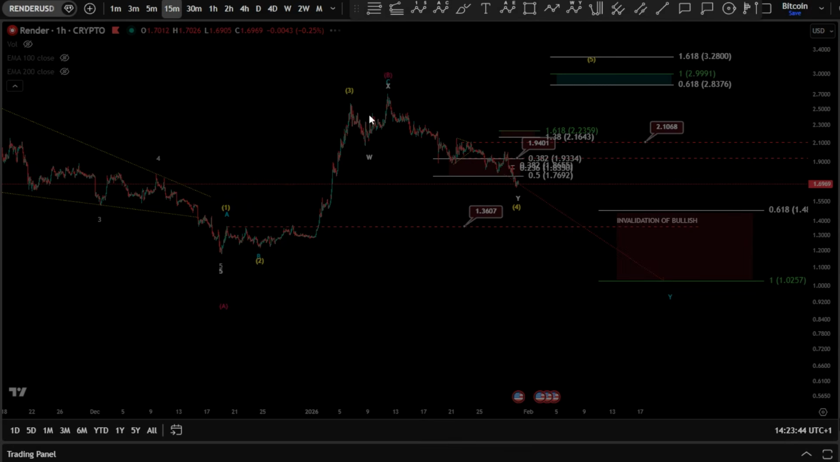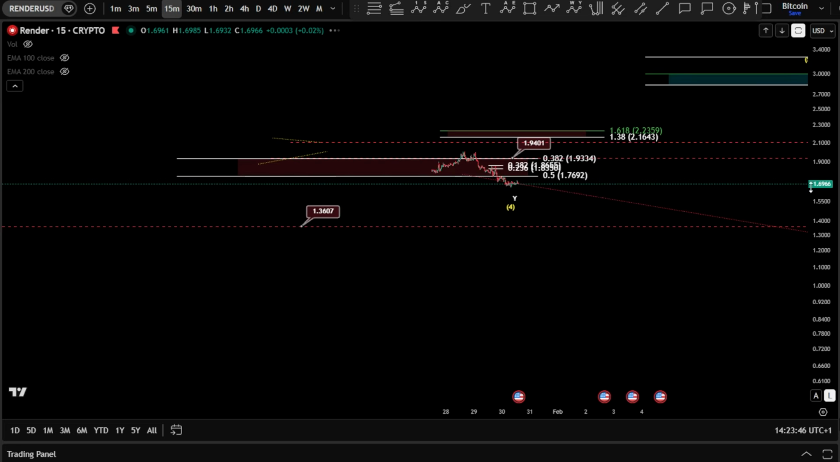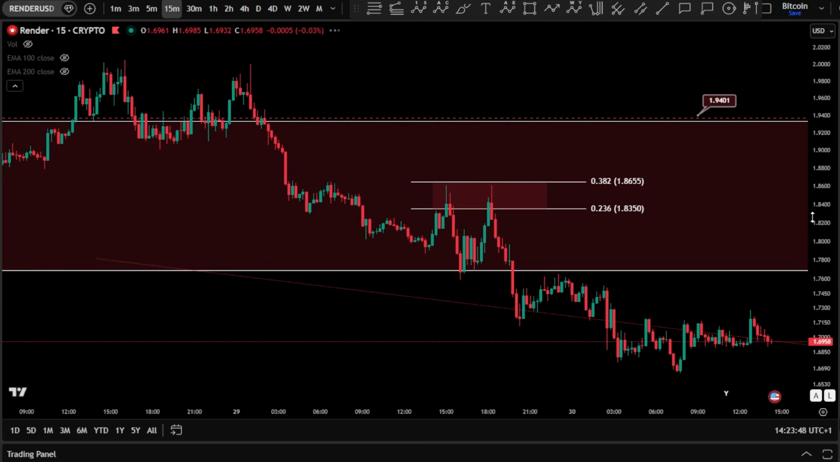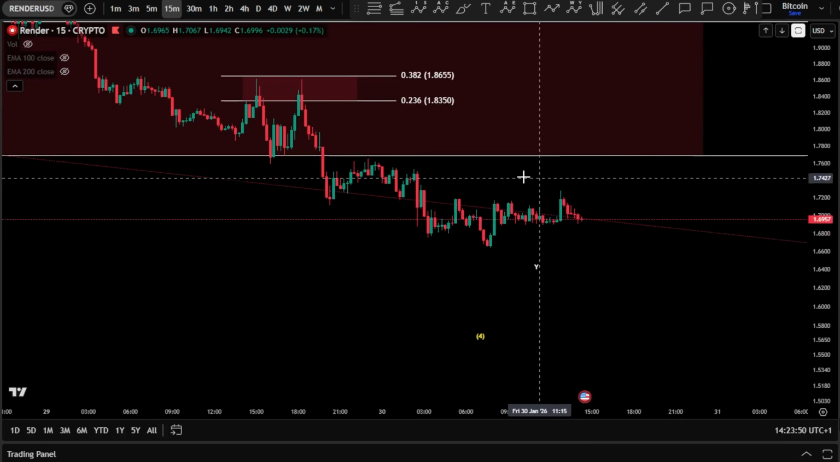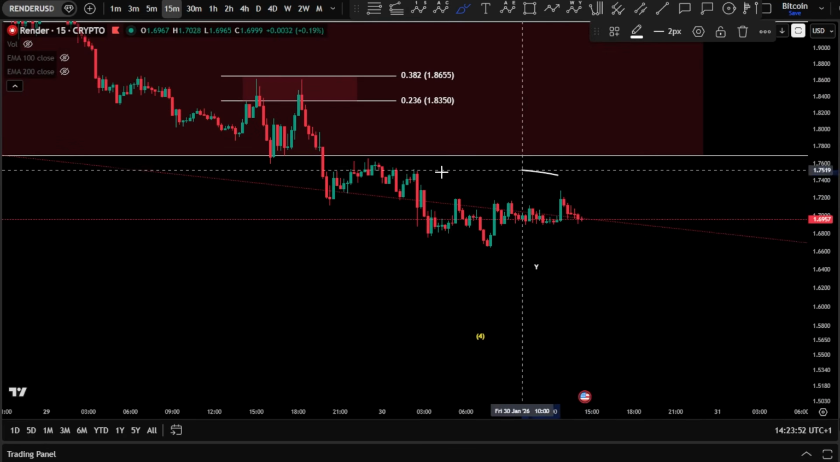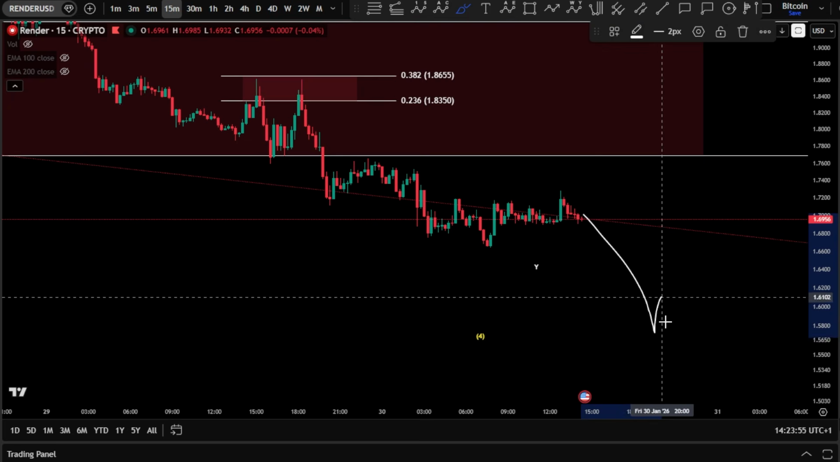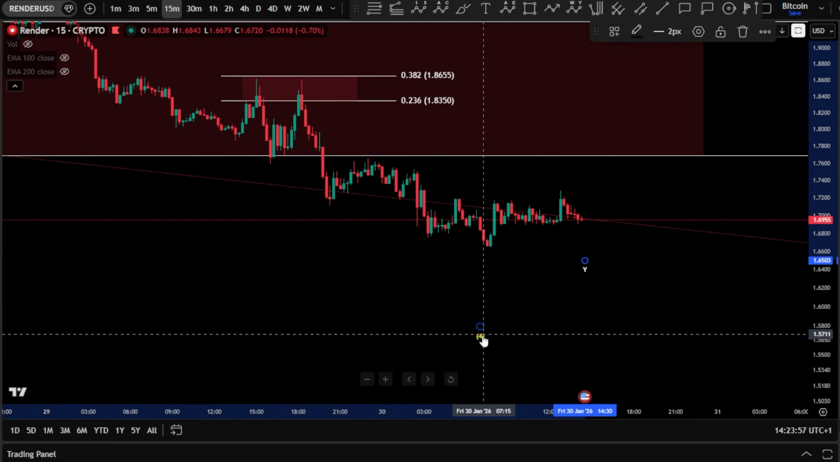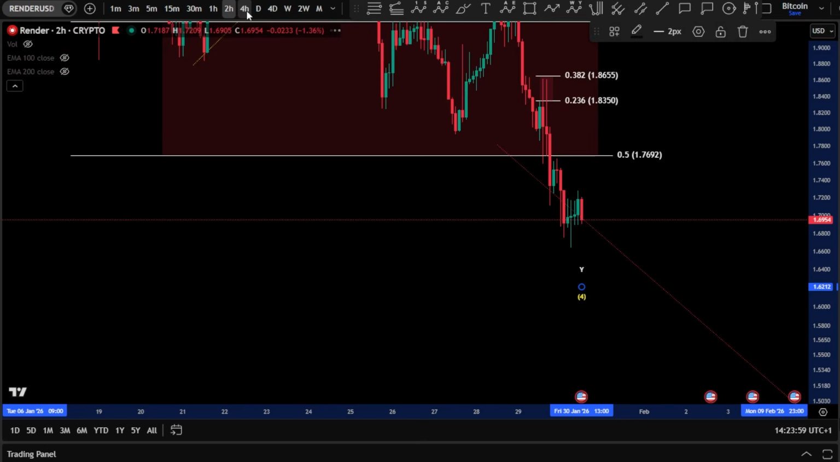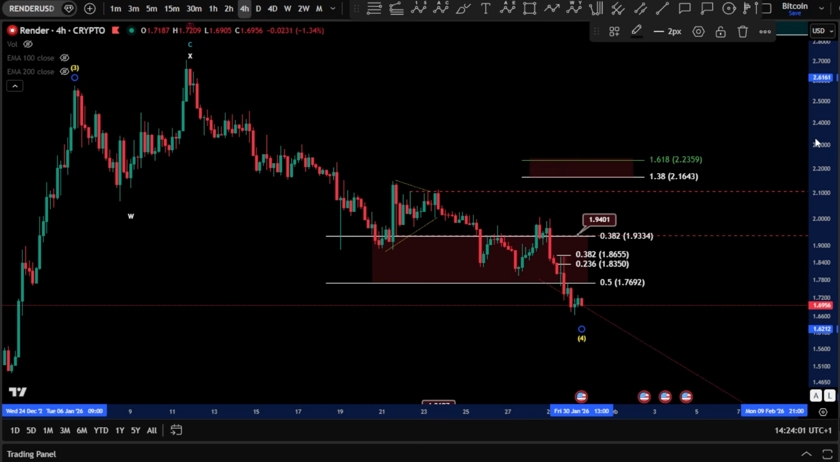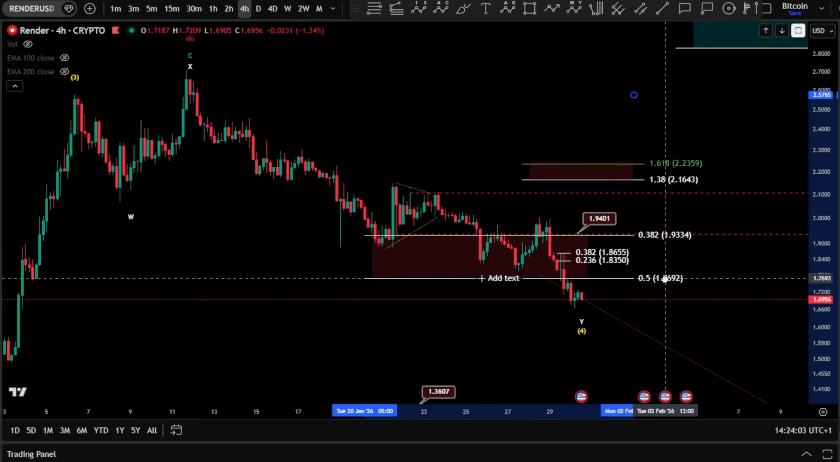Currently, on the 15-minute chart, I still see some weakness as well for Rndr. Nothing yet is bullish here. Definitely, it is very corrective, so we're still dropping towards the downside. Wave 4 is very unlikely to be happening. It's very deep already. It has passed the 0.5 fib level.